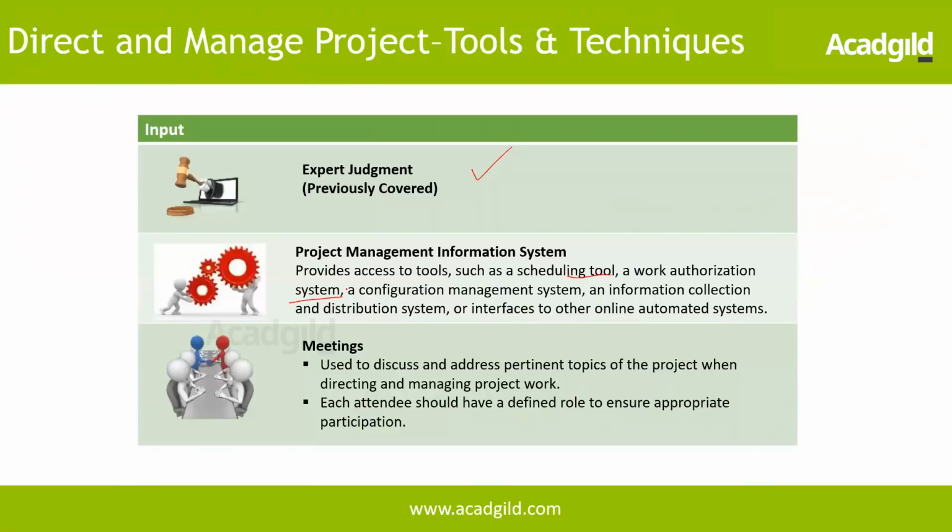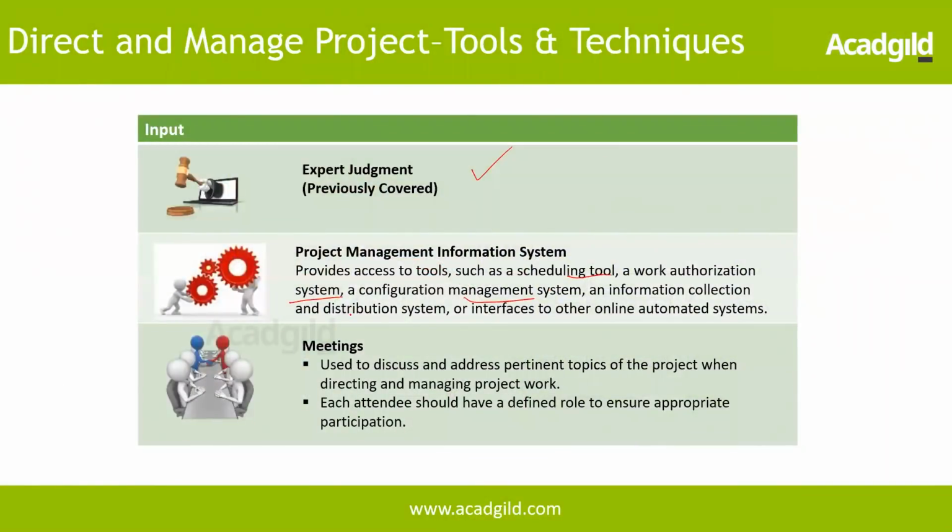Work authorization system: I authorize work to be done. So I'm done with something, for example requirements, and now I authorize my team to go ahead and do the design next. Then the configuration management system, where I have to do version control. I need to baseline, so I need to track multiple version histories.